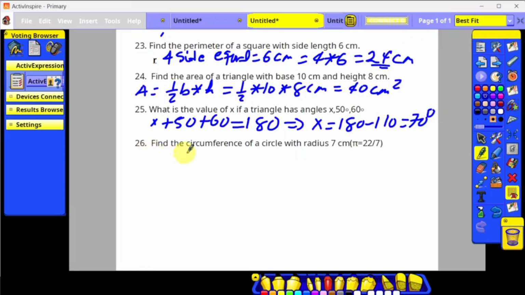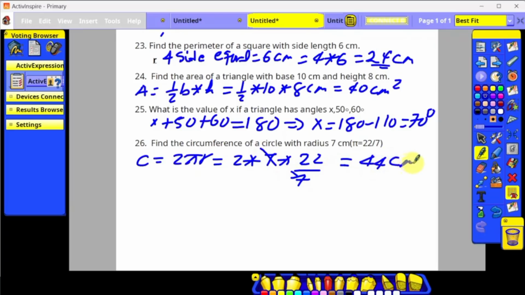The next question says, find the circumference of a circle with radius of 7 centimeters. The circumference of a circle is given by 2 pi r, which is equal to 2 times pi times r. We are given r to be 7 and pi to be taken as 22 over 7. So you cancel 7 by 7. Then we have 22 times 2, which is equal to 44 centimeters.